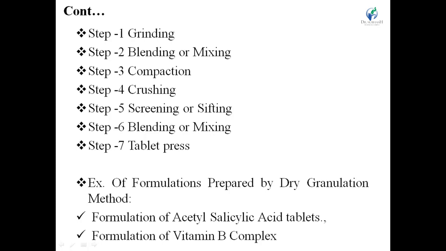Next one is crushing. In this step, these slugs are broken down by hand or by milling to form granules. Next one is screening. In screening, the granules undergo dry screening through a desired mesh for sizing purposes. Next one is blending or mixing. In this step, finally the lubricating agent is added and mixed thoroughly in a blender. Last step is the tablet press. The resultant granules are compressed by machine tooling such as dies and punches of a tablet press.